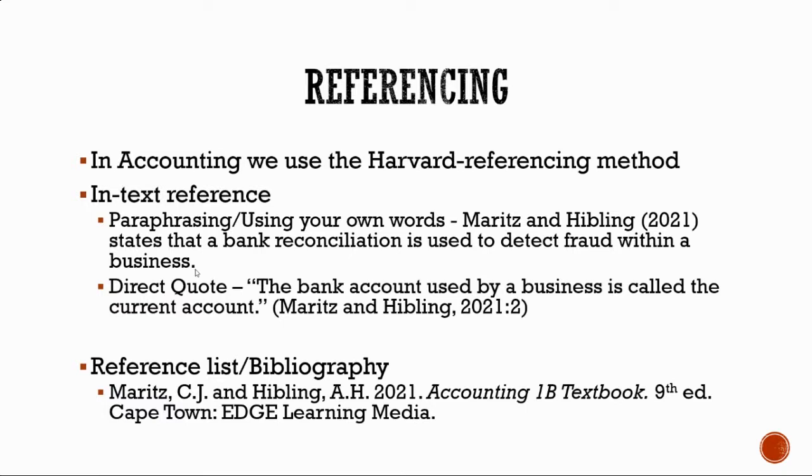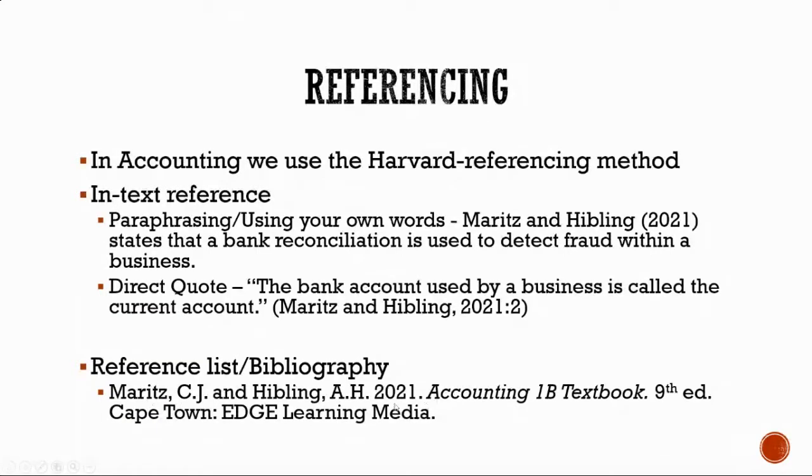If you do a direct quote, so that is I'm copying and pasting it from the textbook, then you would put it in inverted commas, and then behind it you would put again the 2 authors' names, comma, the year, and then on what page number you found this information, to show the person that's marking your assignment that you have taken it from a textbook. Now, if they ask you in the assignment to do it in your own words, you would follow the first paraphrasing or using your own words method as opposed to the direct quote.